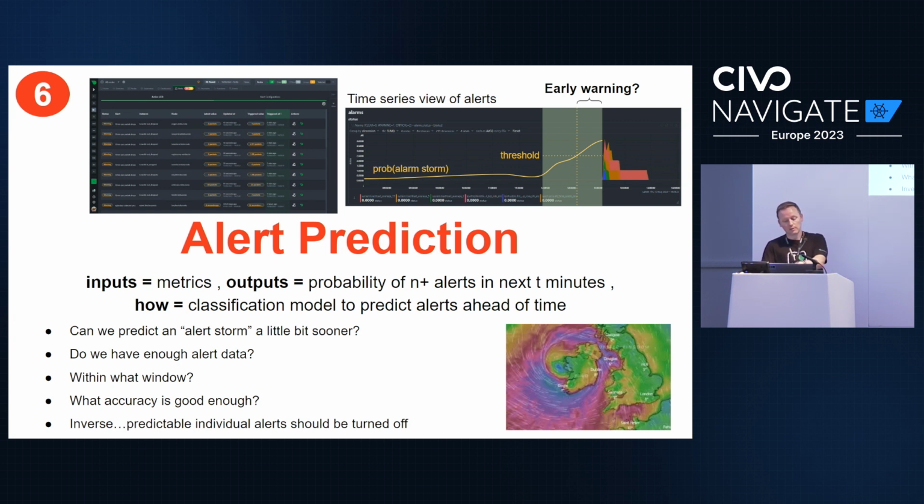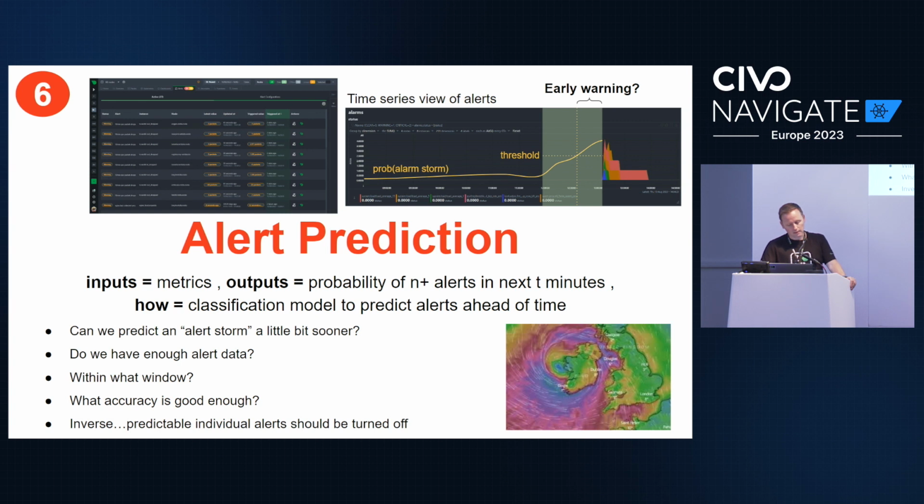If you have this yellow line over time, which is the probability of the alert storm in the next n minutes, then you could see that at some point before the alerts actually happen, it passes some threshold where you say, okay, the probability is over the threshold now. You want to trigger your own warning, which is that the model has signaled there's a higher possibility of some sort of alert storm in the next few minutes.